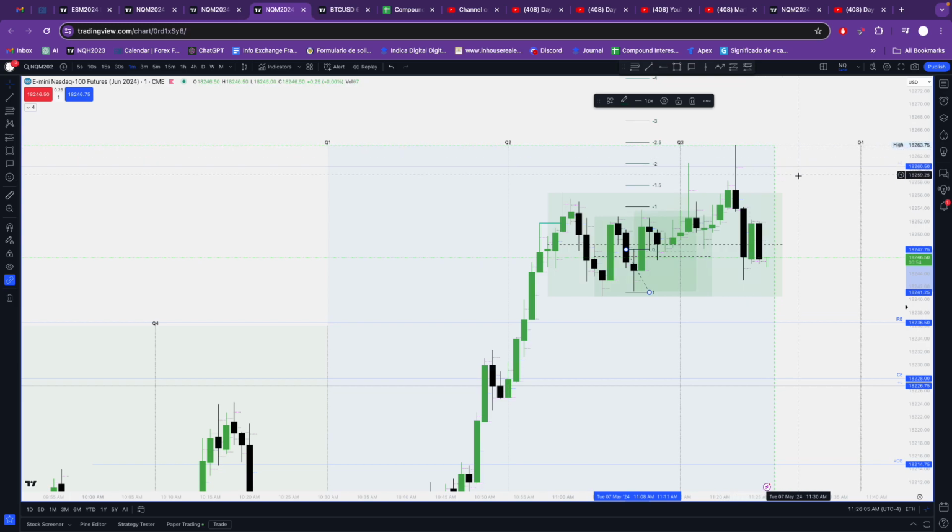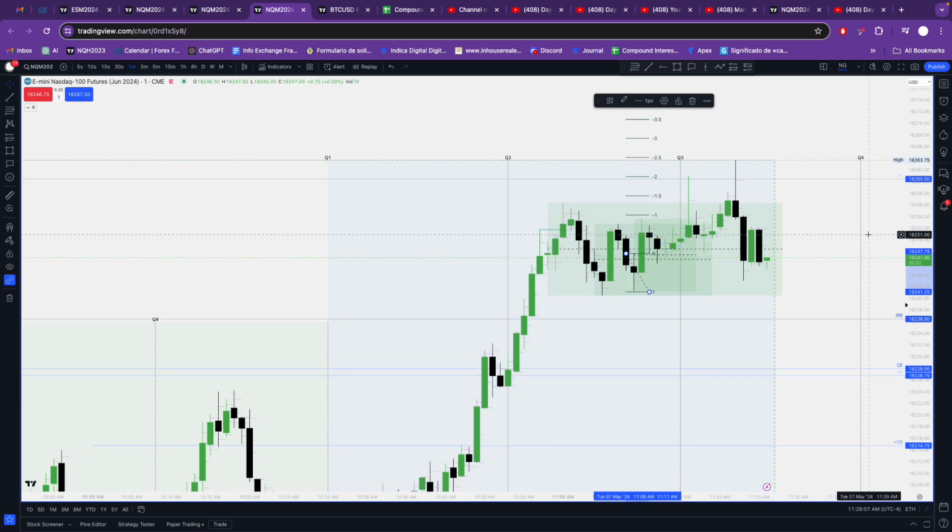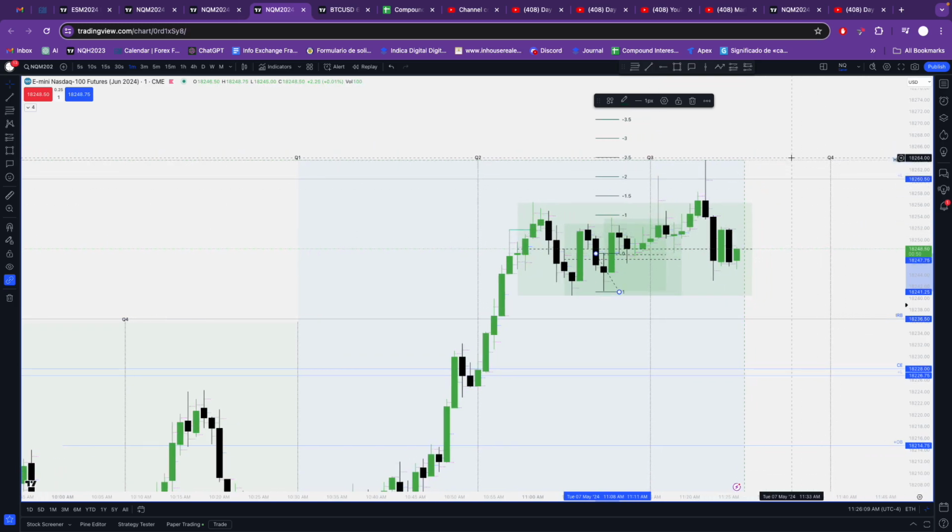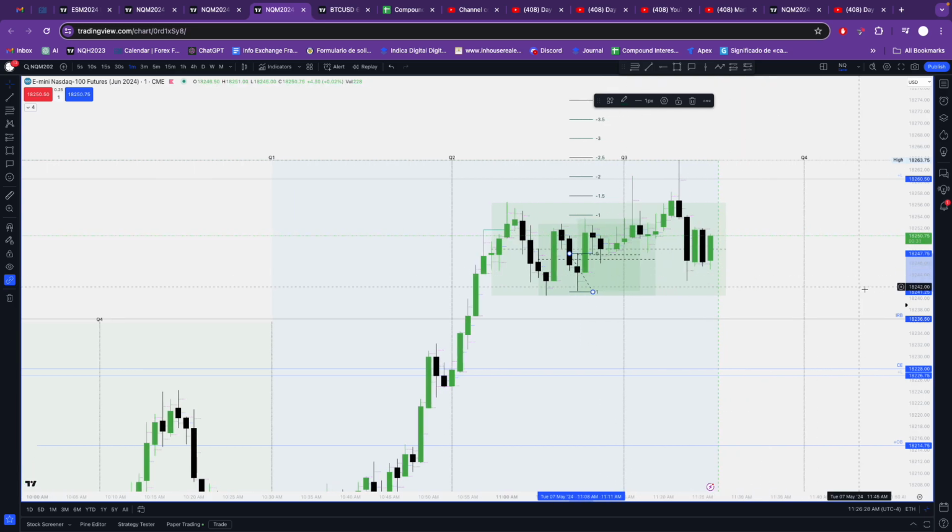Boom, exactly, perfect. Back in a discount, out of 14 potentially. I don't see any fair value gaps other than this one down here that we're respecting. But this one isn't within the range, so we do have this one here. Buyers are respecting. We are in discount.